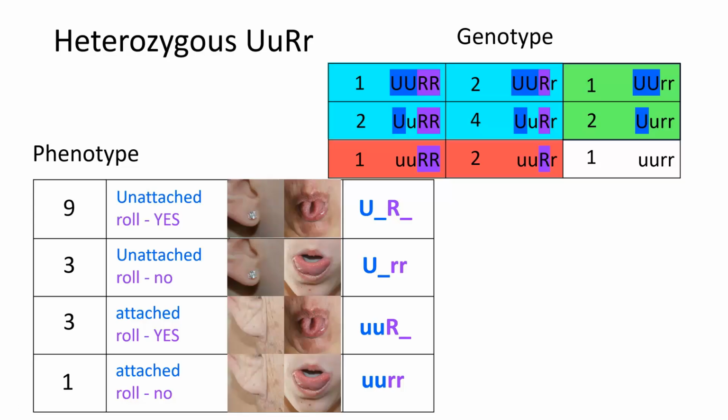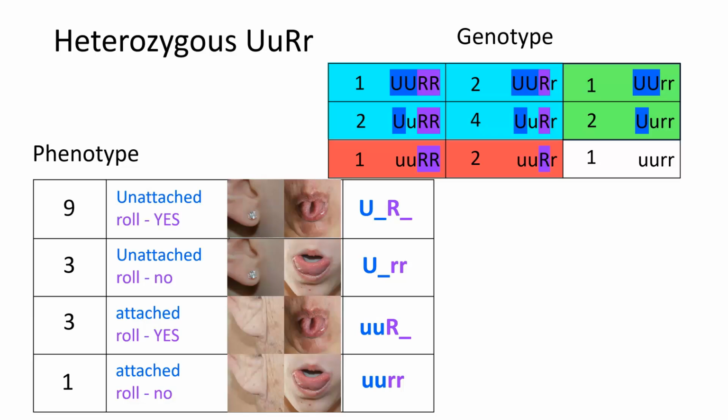Now we go back and check our math. 9 plus 1 is 10, plus 3 is 13, plus 3 is 16, which means it checks. When I do this in class, I ask everybody to tell me how many are cap U, cap R, has an unattached earlobe, and can roll their tongue. Then I ask for how many are unattached earlobe, cannot roll their tongue, attached earlobe, can roll their tongue, and attached earlobe and cannot roll their tongue. Then we take everybody and we divide up the number we got of each one. And we often see that it very closely resembles this 9:3:3:1 ratio, which is very common in that particular case.